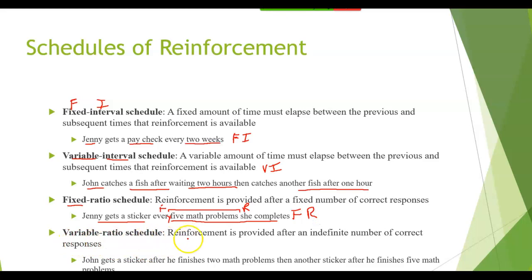Variable ratio schedule. Reinforcement is provided after an indefinite number of correct responses, meaning it's not the same number every time. So John gets a sticker after he finishes 2 math problems. Then he gets a sticker after he finishes 5 math problems. Then he may get a sticker after he finishes 1 math problem. That's going to be a variable ratio.